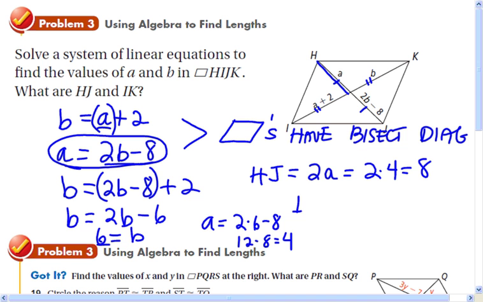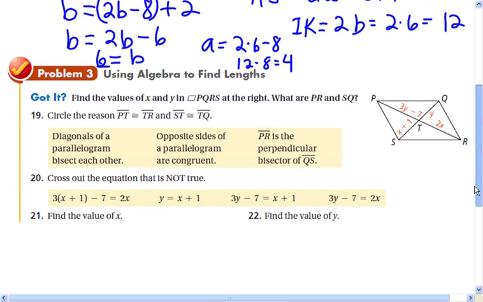And then IK is equal to 2 times b. IK is, again, a bisected segment, and b is 6, so I can just substitute that, and I get 12. So HJ is 8, and IK is 12. Go ahead and try the next problem. Check back for the answer.